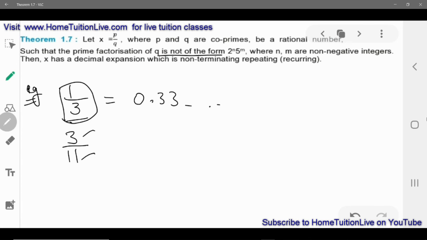The denominator 11 is not in the form 2 power n, 5 power m. So when we divide this number, we will get the expansion, and so on. So this is a non-terminating, repeating decimal expansion. We will use all these theorems in our next exercise.